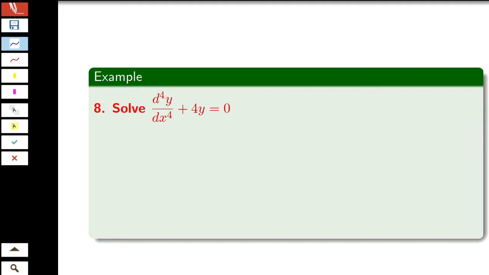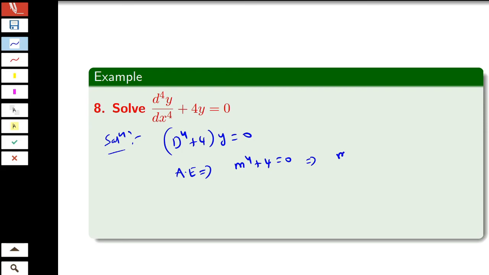Come to the 8th problem. Try to write in operator form. Solution: it is of the form D power 4 plus 4, y equal to 0. So here the auxiliary equation implies f of m equal to 0, m power 4 plus 4 equal to 0. This implies you can write it in the form a square plus b square.